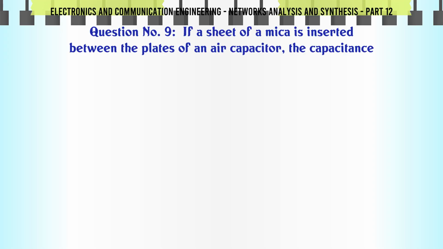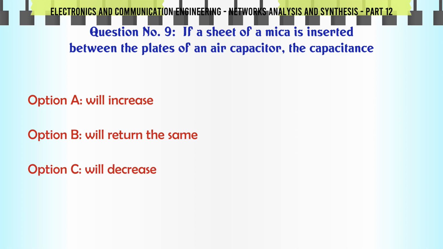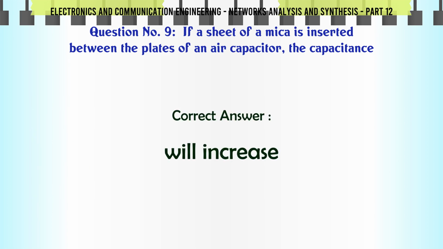If a sheet of mica is inserted between the plates of an air capacitor, the capacitance: A, will increase; B, will remain the same; C, will decrease; D, may increase or decrease. The correct answer is will increase.